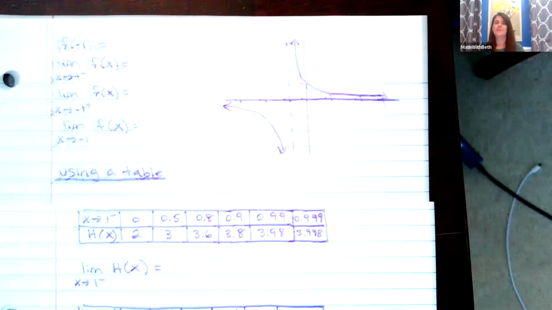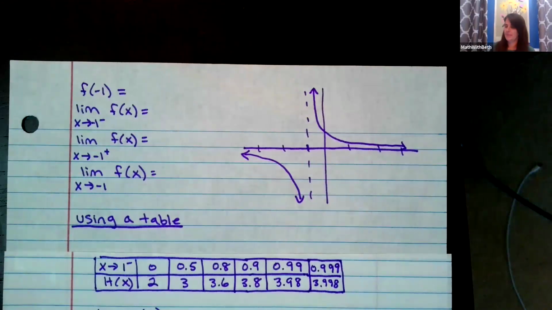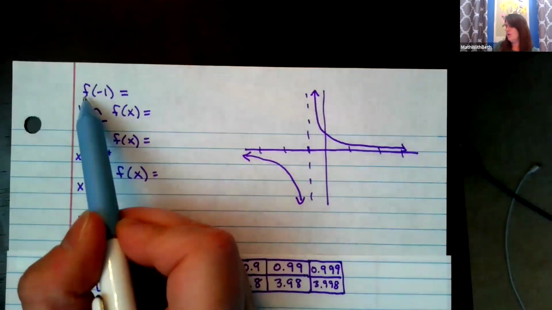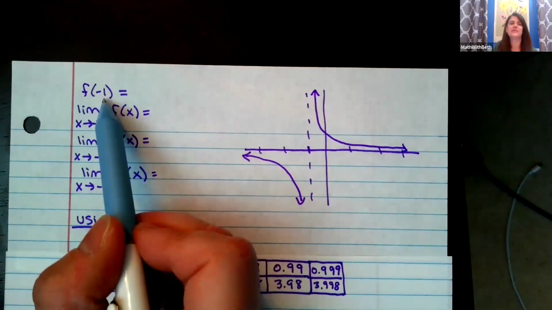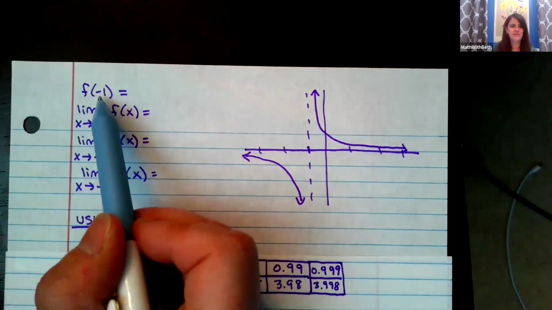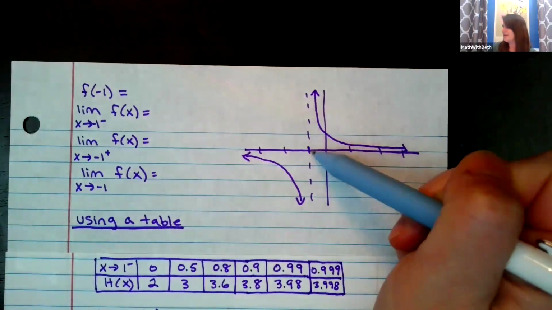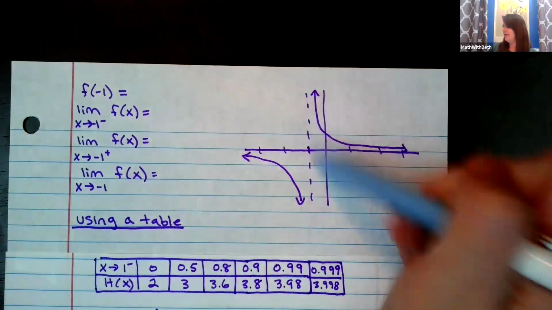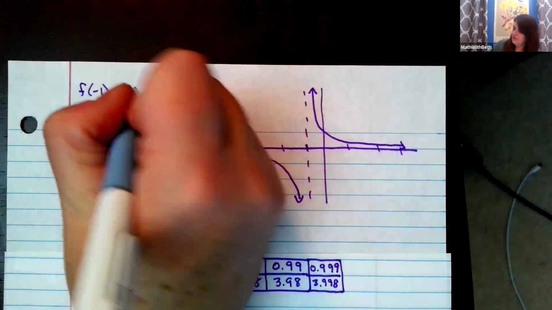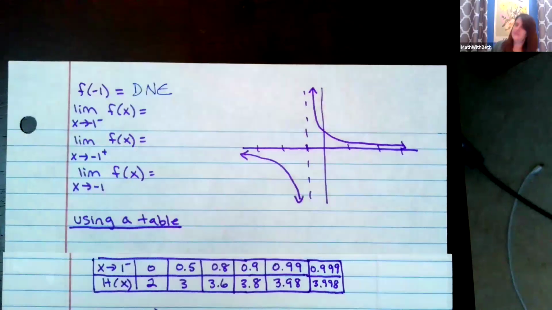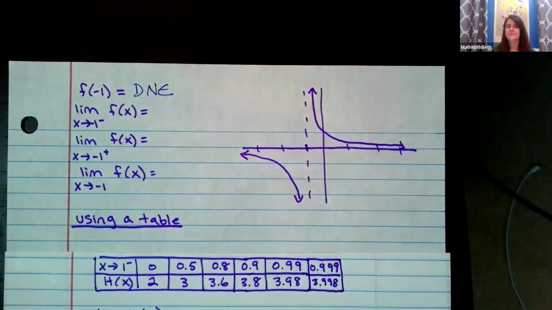There it is. Okay, so let's look at this example. First, again, what would f of -1 be? This has nothing to do with approaching. This has nothing to do with limits. It just means what is actually happening at -1. And again, I can't find the graph at all. So it does not exist.